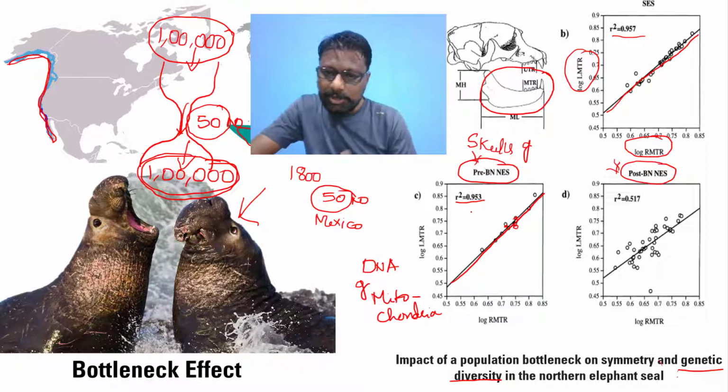So before the bottleneck phenomenon, when we look at the northern elephant seal and the southern elephant seal, they show the same kind of symmetry between the right and left mandible.